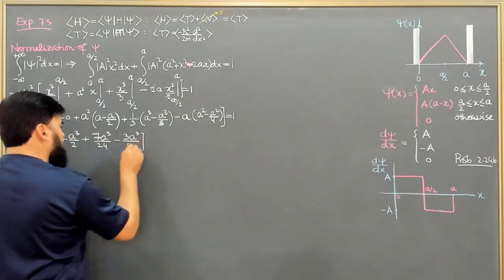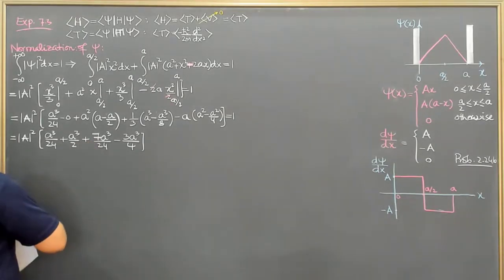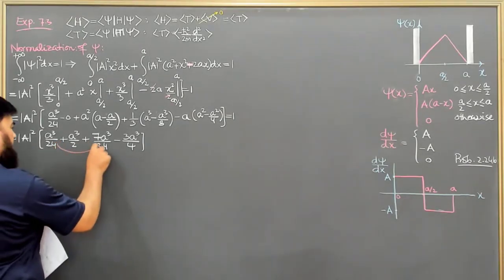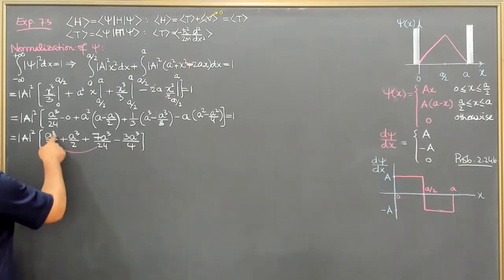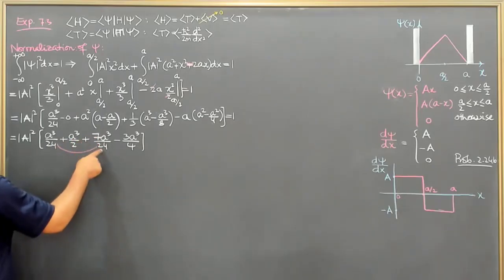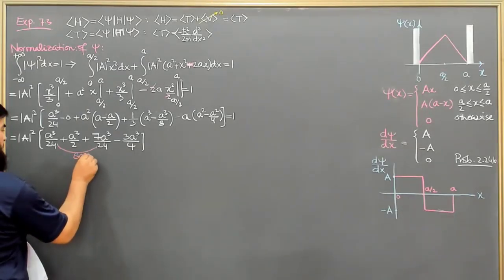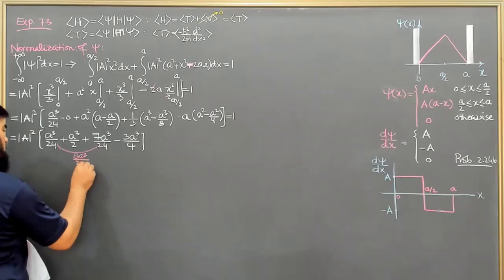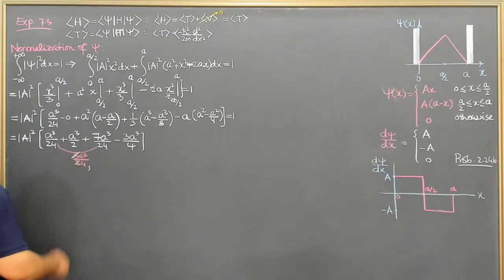So we have this, which can be further simplified, like these two we can simplify. What will it be? It will be a³ over 24, 7a³ over 24. So it will become 8a³ over 24. So 8a³ over 24, and this will further simplify, 3 will come here.